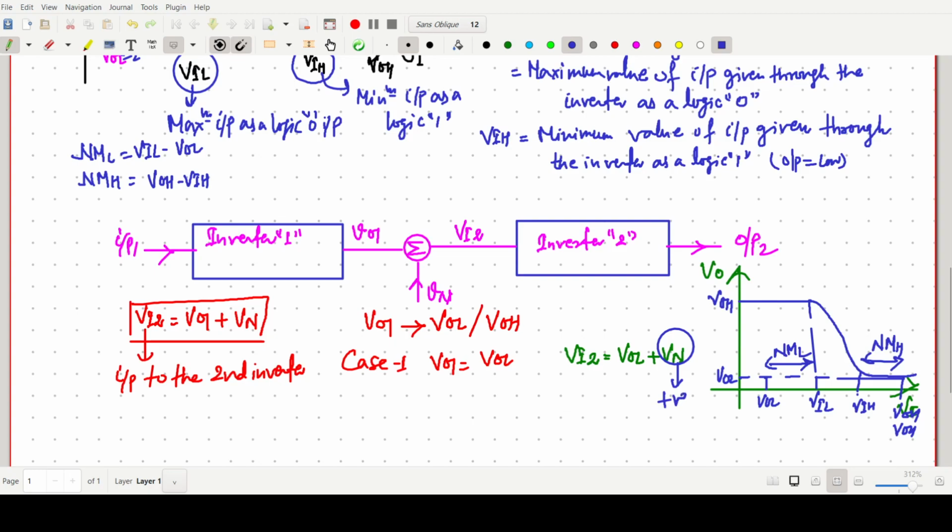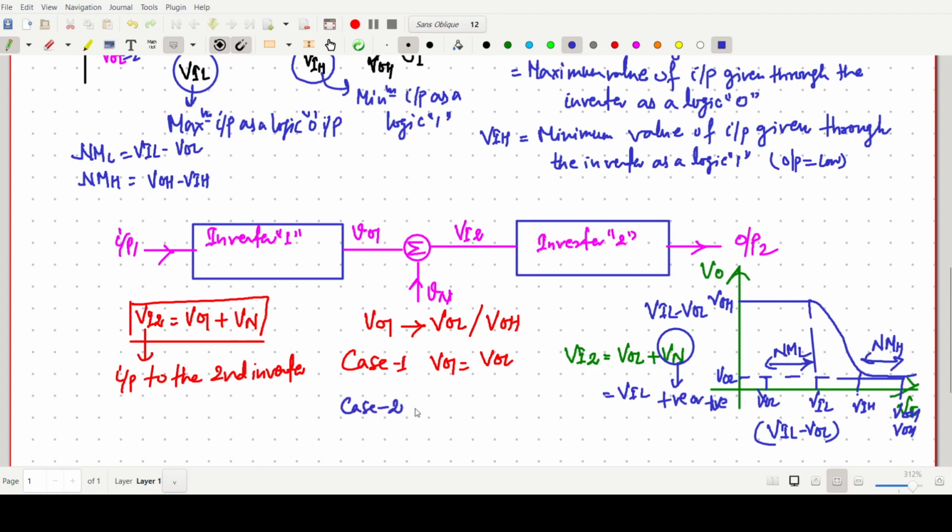Now Vi2 will be VOL plus Vn, the noise signal, which may be positive or negative. For proper functioning of this inverter circuit, what will the Vn value be? The maximum value of the noise will be VIL minus VOL, and during that time it will give a low input. This is one case.